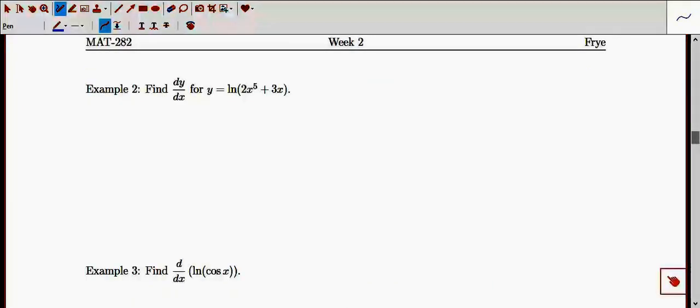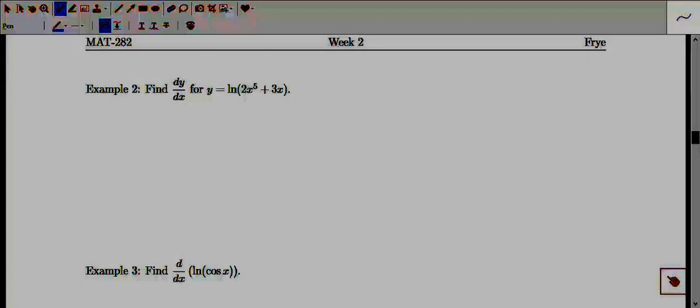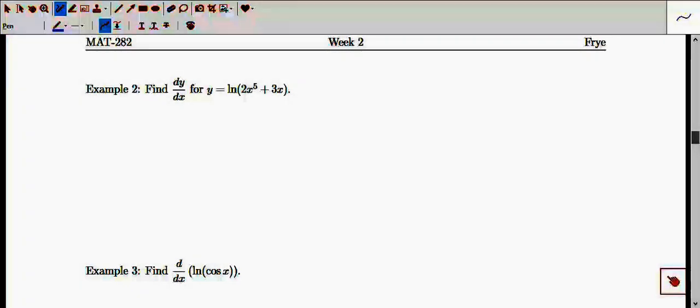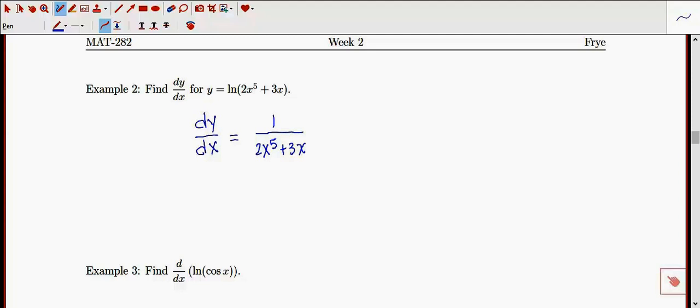Next, we will use the property of the derivative of ln of x combined with the chain rule to calculate derivatives involving the natural log function. For example number 2, find the derivative with respect to x for y equals ln of 2x to the 5th power plus 3x. The derivative dy with respect to x will equal, according to the chain rule, we take the derivative of the outer function, which is 1 over the inside function, 2x to the 5th power plus 3x. By the chain rule, we need to multiply by the derivative of the inner function, which is 10x to the 4th power plus 3. And this is the derivative for example number 2.